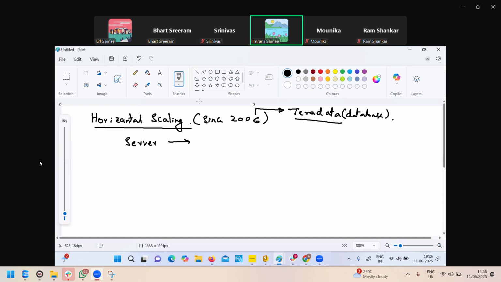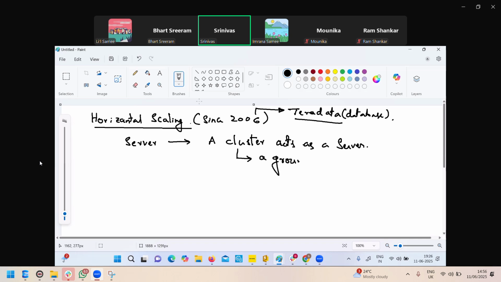One CPU. Now a cluster acts as a server. What is a cluster? A group of nodes. Almost correct. A cluster includes slave servers, workers, a network of what? Nodes. Here, nodes.